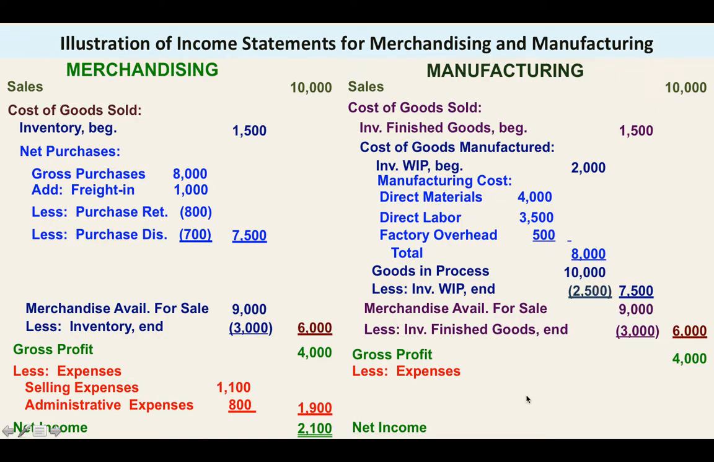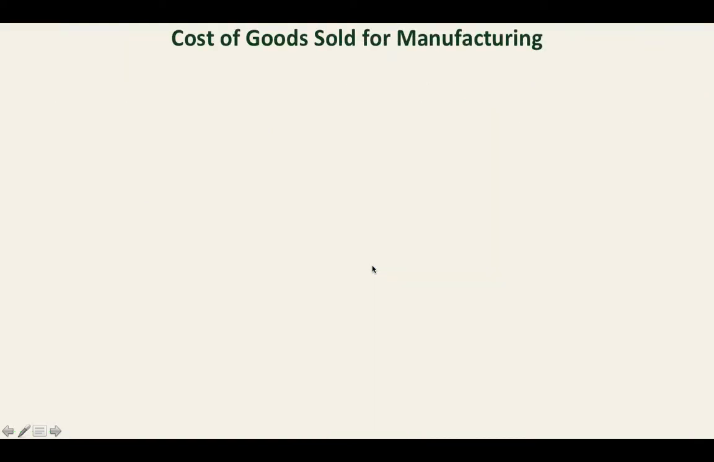Okay, to complete this statement, let us put in our selling expenses and administrative expenses, and that will give you your net income. Okay? Take note, class. Basically, merchandising and manufacturing income statements are similar. Okay, class? And let us move on and illustrate again the cost of goods sold for manufacturing, because I want you to understand the concept of the income statement of a manufacturing business.